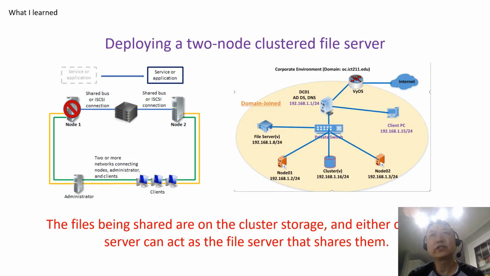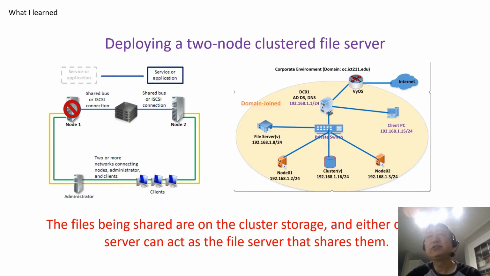Deploying a two-node clustered file server. A failover cluster is a group of independent computers that work together to increase the availability of applications and services. The cluster servers are connected by physical cables and by software. If one of the cluster nodes fails, another node begins to provide the service. This kind of process is known as failover. Users experience a minimum of disruption in service.